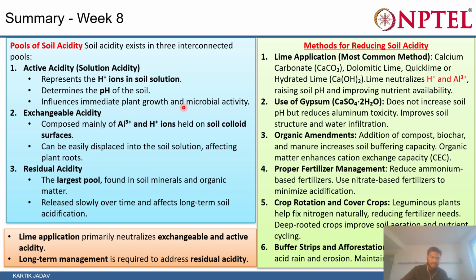Then we have exchangeable acidity, composed mainly of aluminium and hydrogen ions held on soil colloids, and that can be easily displaced into the soil solution, affecting plant roots. And finally, we have residual acidity. It is the largest pool, found in the soil minerals and organic matter, and it is released slowly over time and affects long-term soil acidification.